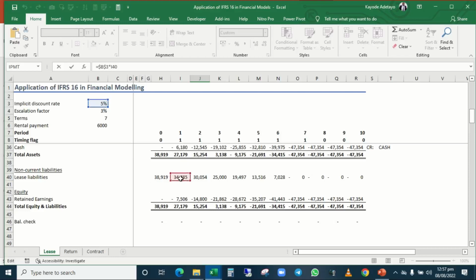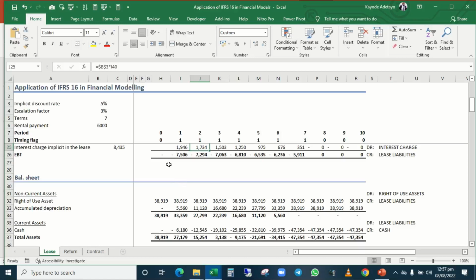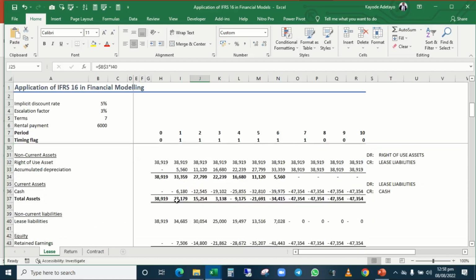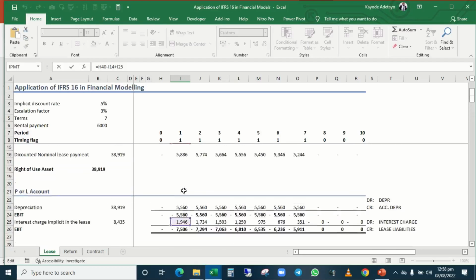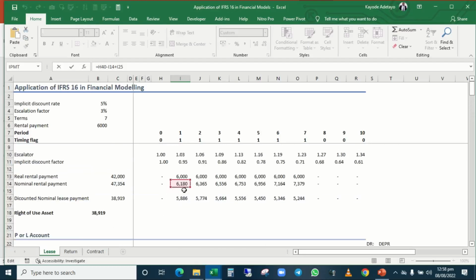So the value of the lease becomes this. That's how we have gotten the interest that is implicit in it. But guess what? To get the value of the lease, two things are done. First, you have to subtract the lease payment. So the lease payment of 6,180 is actually being subtracted while you had the interest charge.